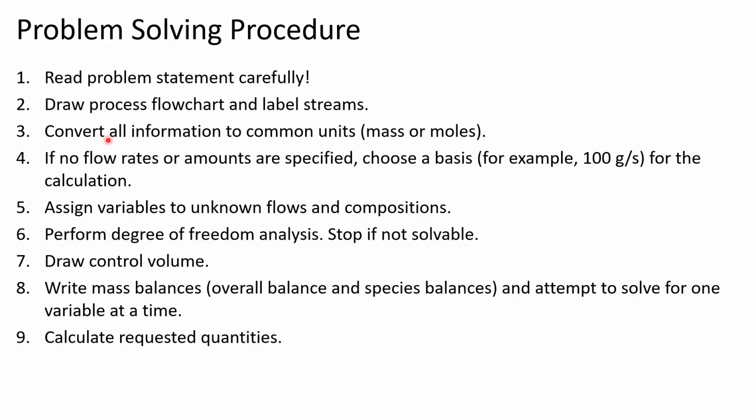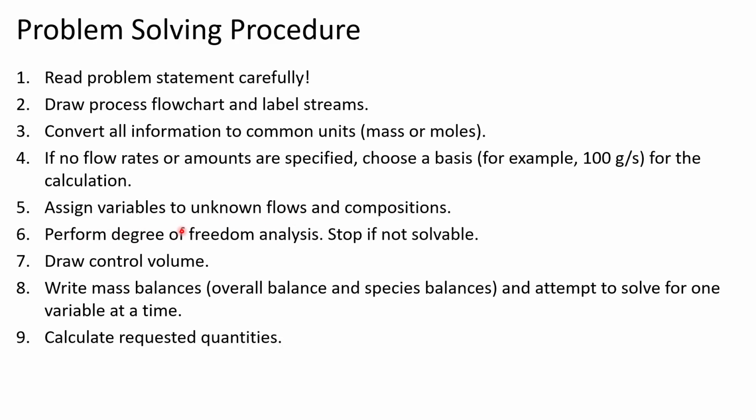The units in the flowchart will either be mass or moles, or it could be a mass flow rate or a molar flow rate. If we find that there are no flow rates or amounts given in the problem statement, we can feel free to choose a basis for the calculation. So for example, we could assume that we have 100 grams per second of the flow of one of the streams, or that we have 1 kilogram of one of the amounts for the streams. Everything that we don't know, we're going to assign a variable name to. These are all the unknown flows and compositions.